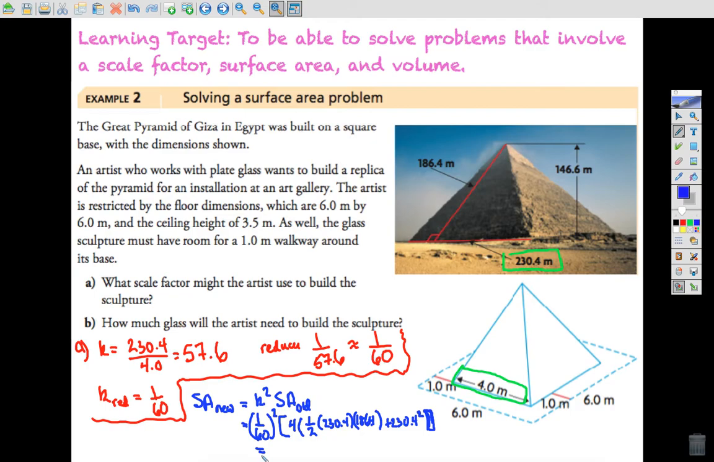And so what I got back was scaled down. I'm going to need 38.60, and I think our measurements here are meters, so it would be meters squared of glass. So again, the big thing I want you to recognize is that you can use corresponding measurements to figure out your scale factor, and that if you can find the surface area of the original shape, it's just going to be a factor of k squared that scales that down for you to the new shape that you want to build.